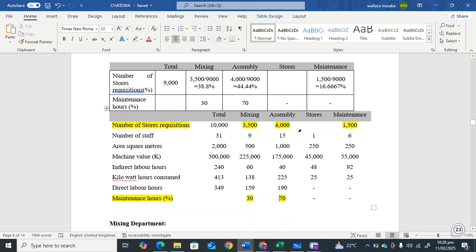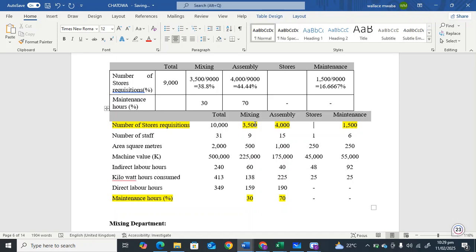So, stores gets reapportioned first. As I said, when you're reapportioning a service department, whatever value, as you saw here, stores we had 1,000 store requisitions, we're not going to include this number now. Because stores' overhead is being shared out to the remaining three departments. And if you include its number, then it means you're apportioning the overhead back to stores, which is illogical.